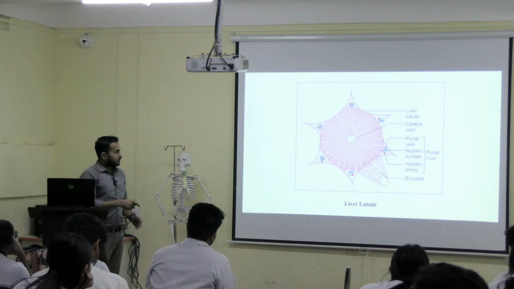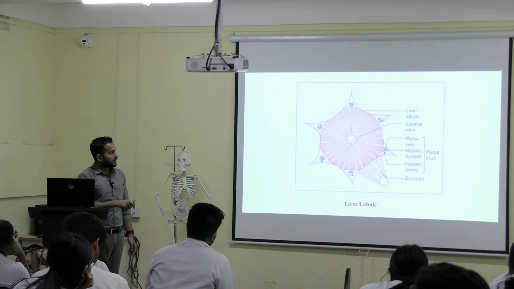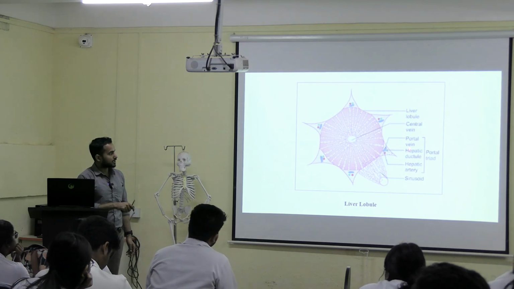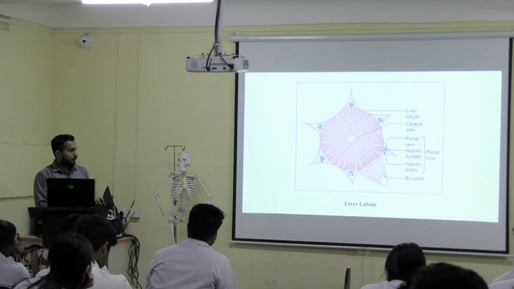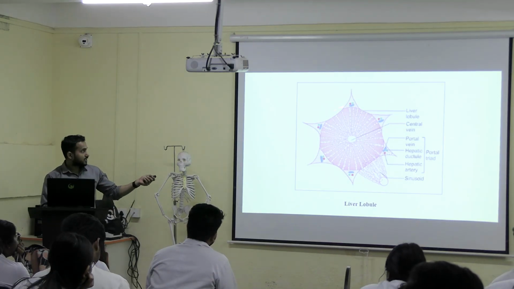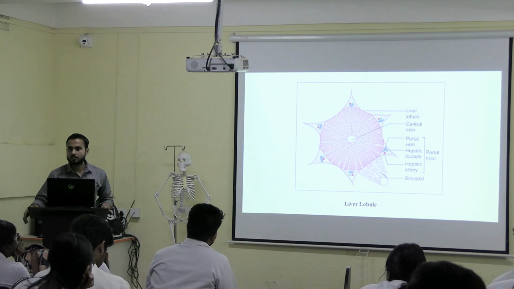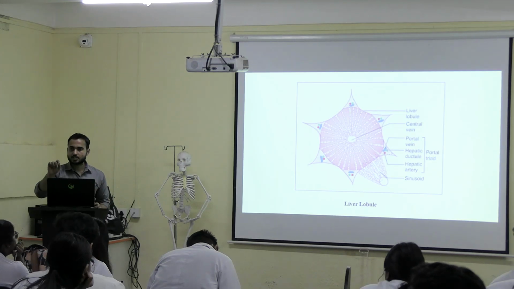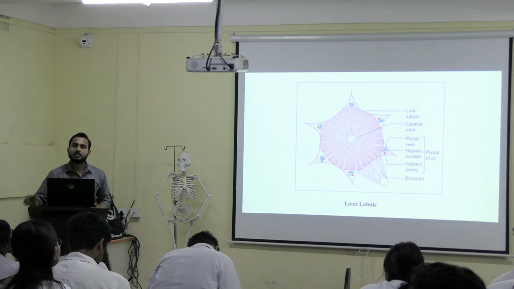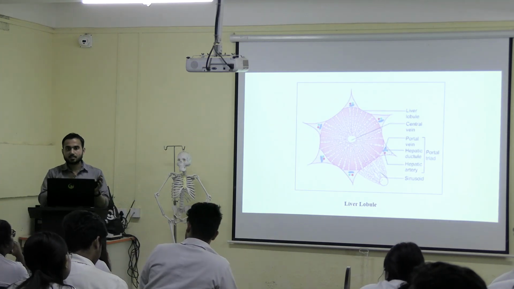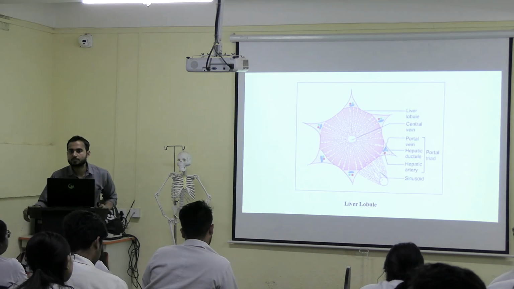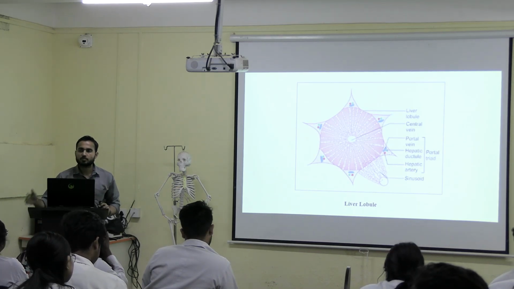Now in the portal triad, you can see the radicle of the portal vein, hepatic ductule and hepatic arteriole. These three structures together form the portal triad. In the human liver, this is very difficult to identify. You can identify the portal triad, the central vein, and the radiating cords of cells, but the adjacent portal lobule is very difficult to identify. Why? Because the amount of connective tissue is very less. But in pigs, they are easily identified because of more connective tissue.